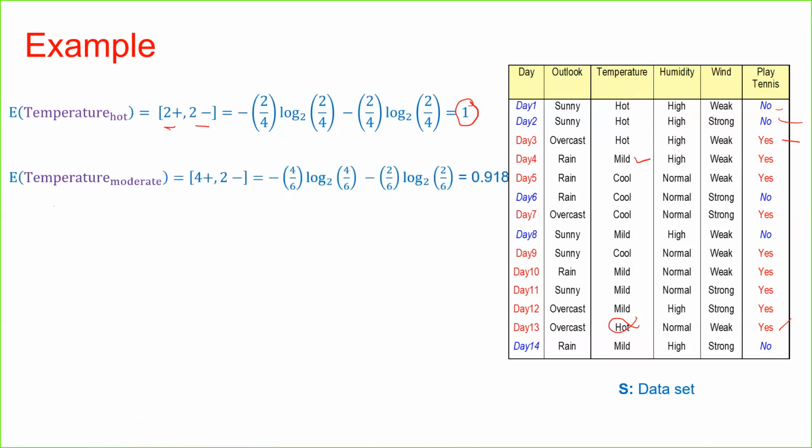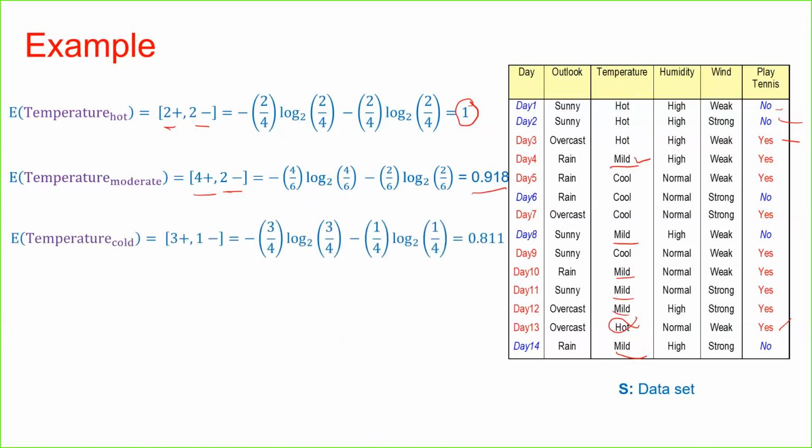Temperature mild or moderate is 4 positive, 2 negative. There are 6. You can check that: 1, 2, 3, 4, 5, 6. So 4 of them are positive, 2 of them are negative. Entropy value is 0.918. Similarly, temperature equal to cold: there are 4 instances, 3 of them are positive, 1 of them is negative. Entropy value is 0.811.